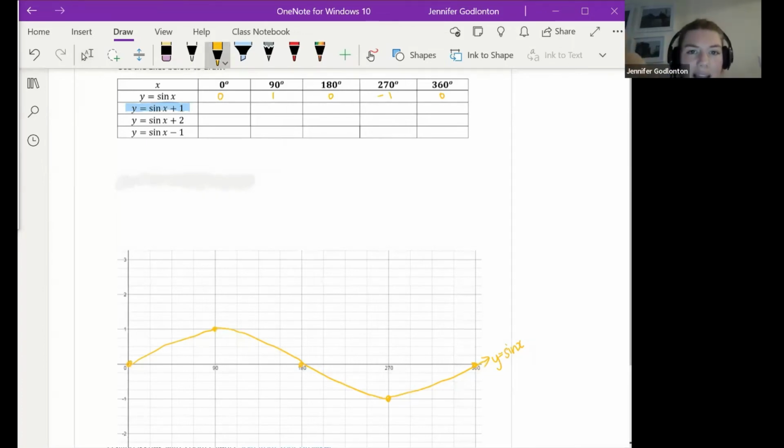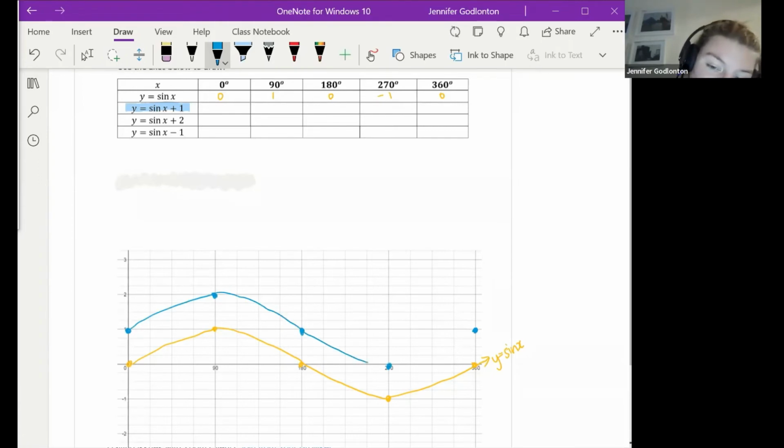For those of you who are wondering how they are seeing this, let's try and imagine. All of the points that we are currently at, we are going to shift them up by 1. This was at 0, and now we're shifting it to 1. This was at 1, so we're shifting it to 2. This was at 0, so we're shifting to 1. This was at negative 1, so we're shifting to 0. And this was at 0, so we're shifting to 1. So when we draw this graph, what we should see is that it is the exact same graph as our yellow graph.